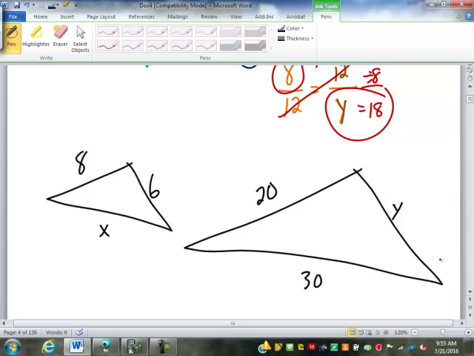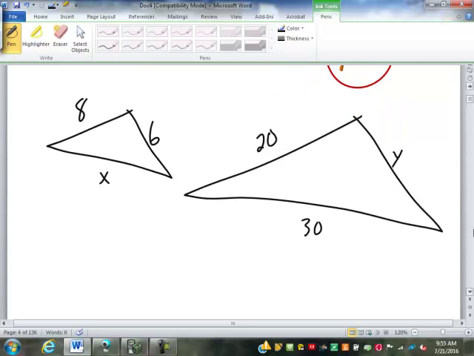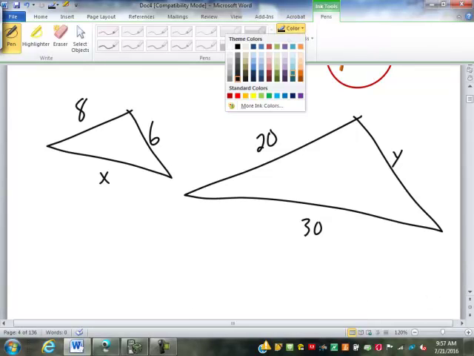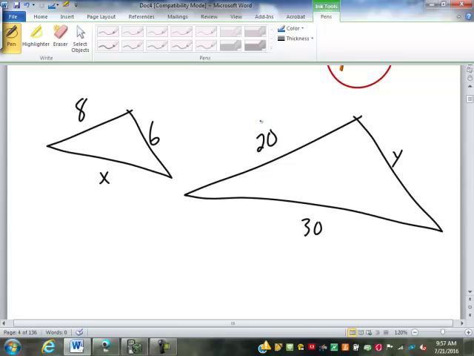Find x and y. In your notes, find x and y for these. So to start off with, what's our ratio for two known sides? The 8 to 20. 8 over 20 or 20 over 8, doesn't matter which way.